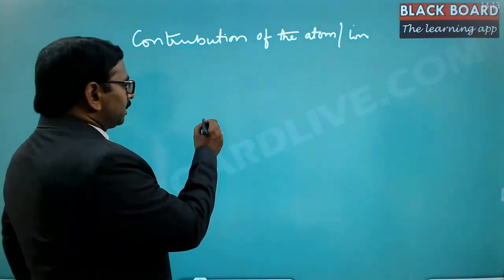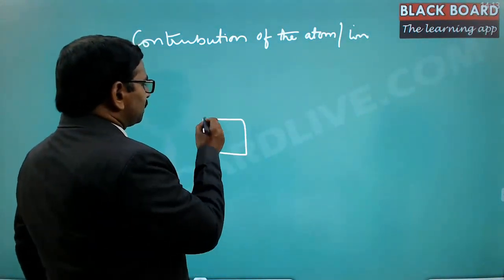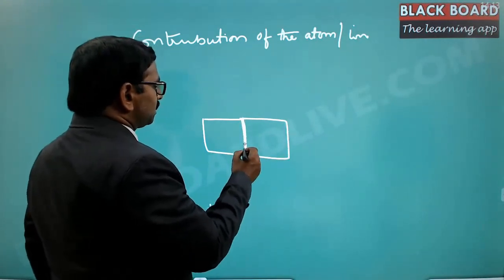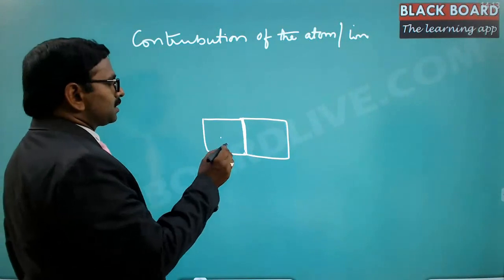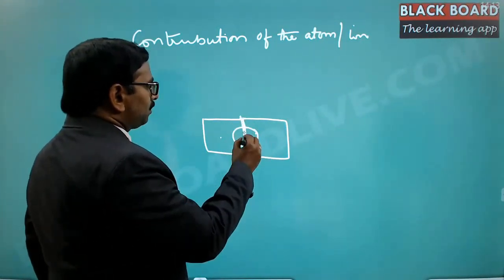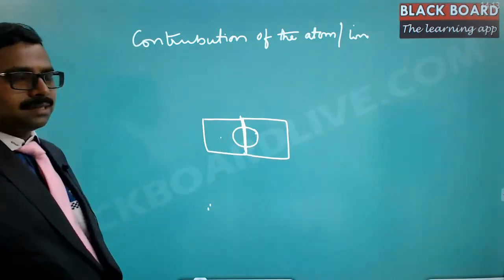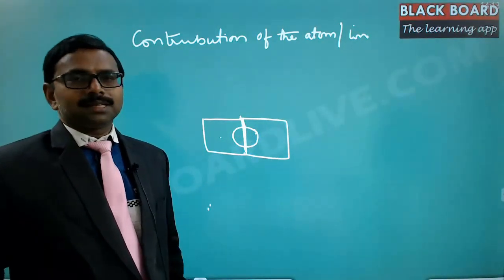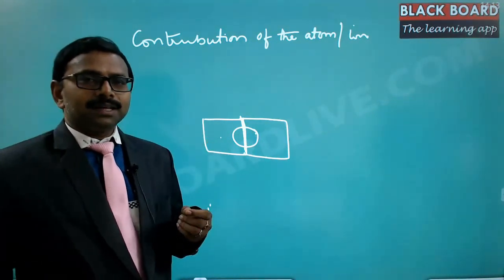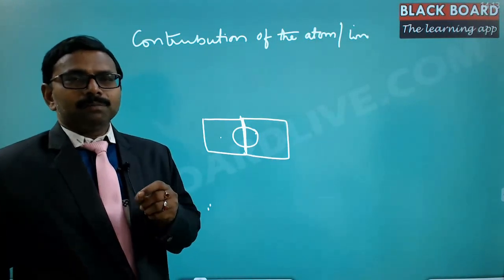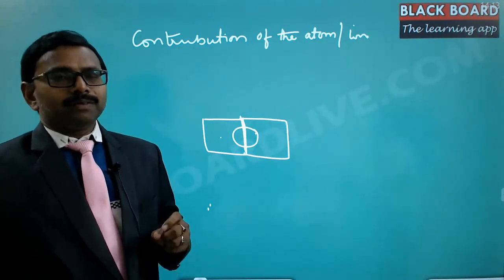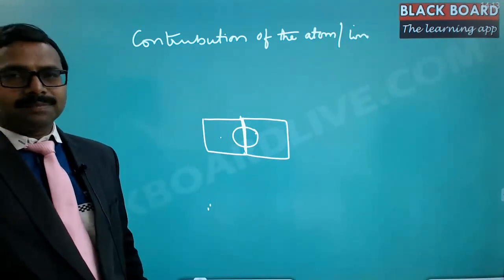Suppose there exist 2 unit cells side by side. If this is the face, it is one unit cell, and this is another unit cell. An atom is placed at the face center, then half of the atom belongs to this unit cell, and the remaining half belongs to the second unit cell. So for each unit cell, the contribution of the atom is only 50%. The contribution is 1/2 when the atom is present in a face.